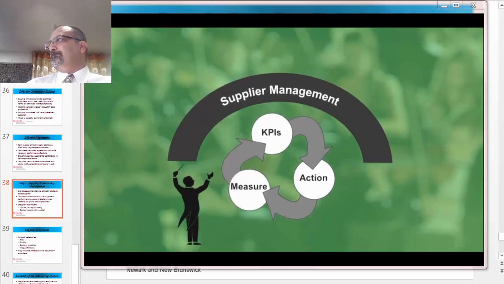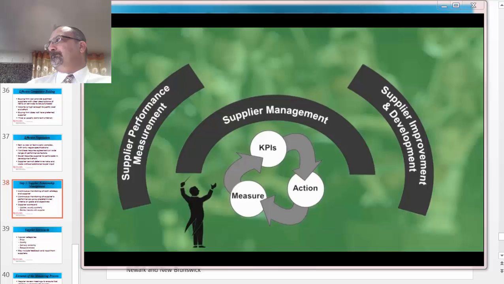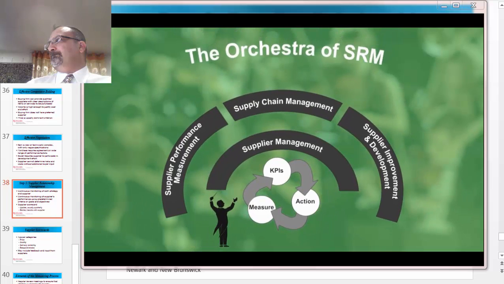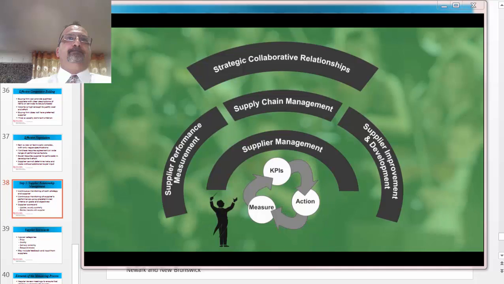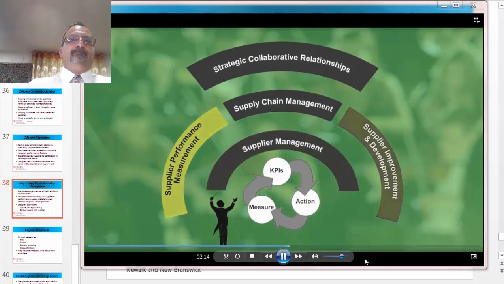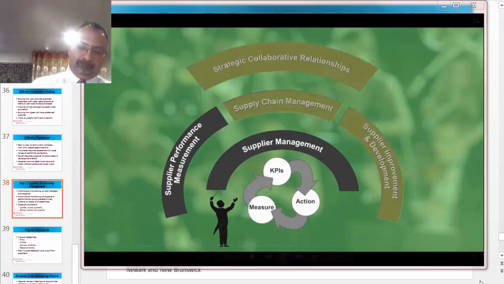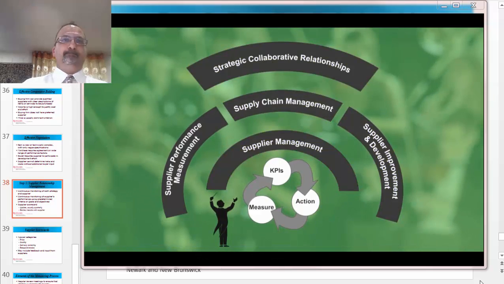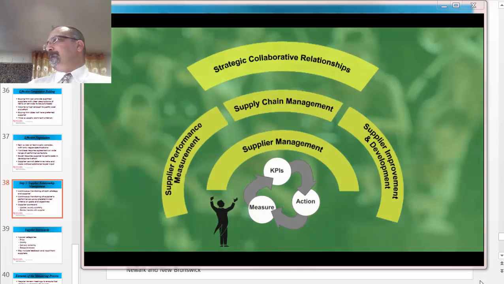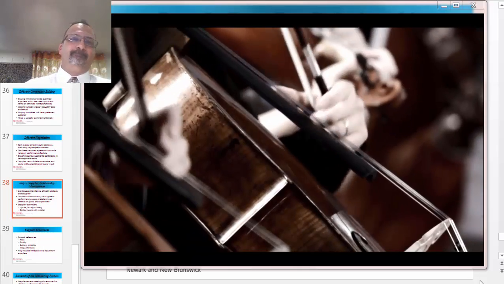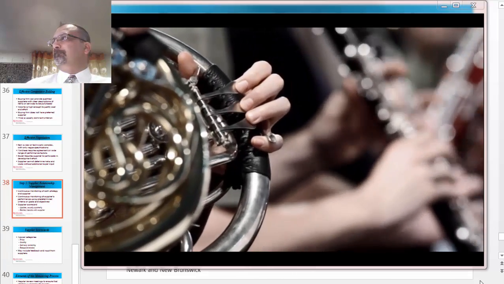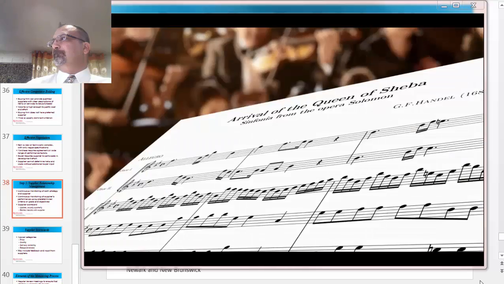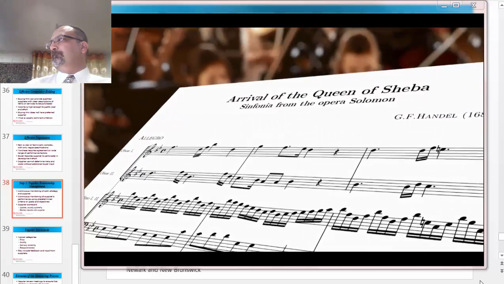Supply management, performance measurement, supply improvements, supply chain management, and strategic collaborative relationships. Each section plays according to the piece of music. Sometimes only one section plays, sometimes more than one, and there are times when all play together in unison to create beautiful music. Who plays changes with time. Sections take the stage when they are needed and then go quiet until needed again. Who plays and what gets played is, of course, dictated by the music.